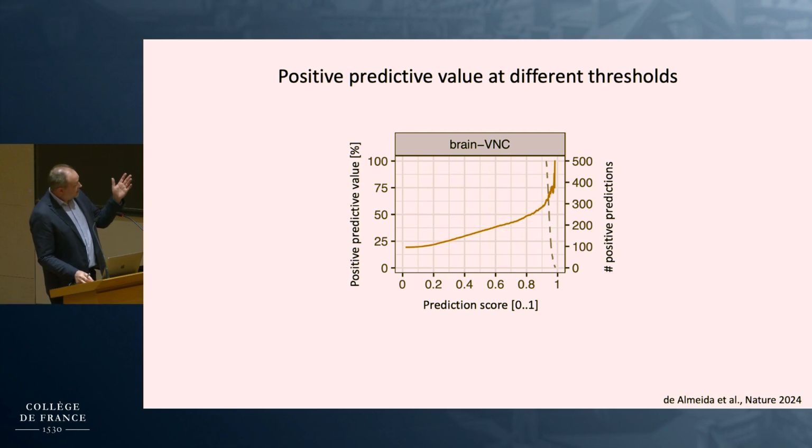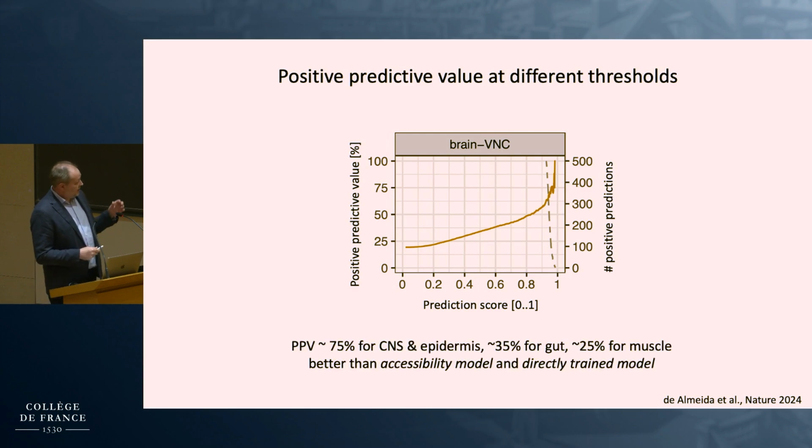So these are the data for the central nervous system, so the brain and the ventral nerve cord. And we found similar positive predictive value for the epidermis, while for the gut and for the muscle, they were somewhat lower at 35% or 25%. But still in a range where we felt confident to design enhancers based on these models, arguing that if these cross-validation results hold, then somewhere between 1 in 3 or 4 to maybe 1 in 4 enhancers should be active.